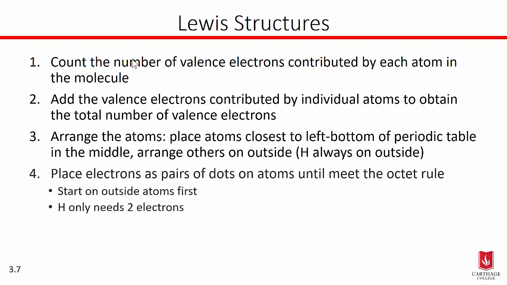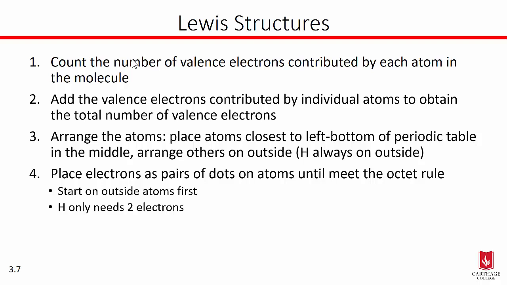Step 4, you place electrons in pairs, and you're going to draw them as dots. You're going to draw those dots around the atoms, and we're going to add those dots until we meet the octet rule for each of those atoms. We're going to start with the outside atoms first. And when we do that, keep in mind that hydrogen only needs to have 2 electrons. So you're not really going to draw dots that aren't being shared. And again, I'll show you an example here in a minute.